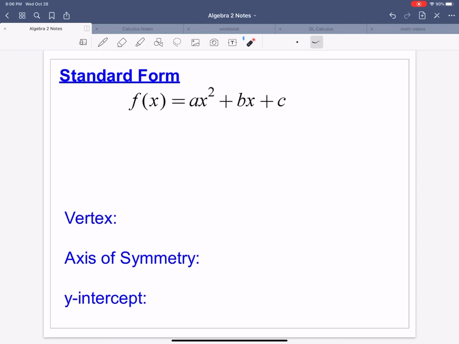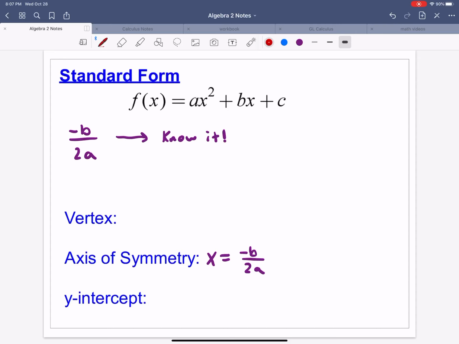With standard form in a quadratic, there's a formula that you should remember that tells you a few useful pieces of information, and that formula is negative b over 2a. We are going to use this, so it would be a really good thing to know, because it's going to show up a few times. Negative b over 2a tells us our axis of symmetry.